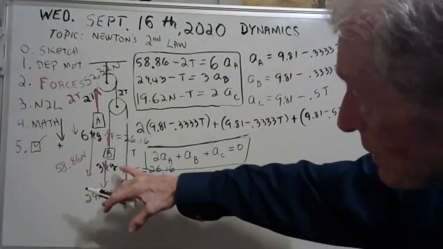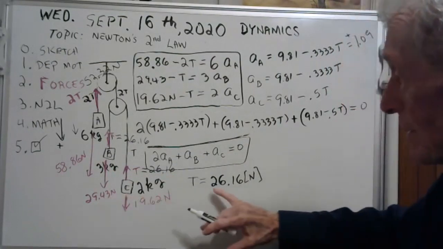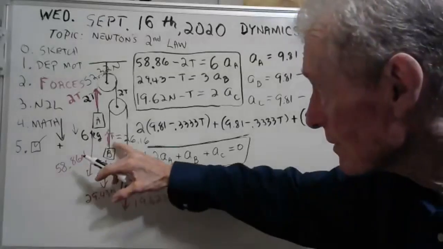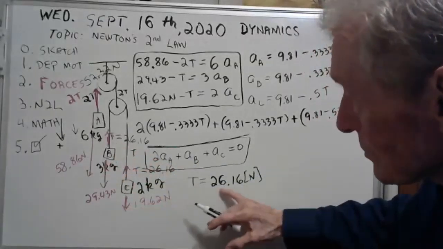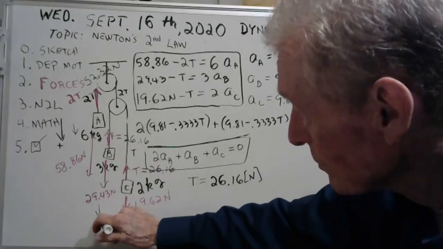Now let's look at B. Now B's got 29.43 going down, and the tension is 26.16. You know what? 26 is smaller than 29. I think B is going to go down too, don't you?